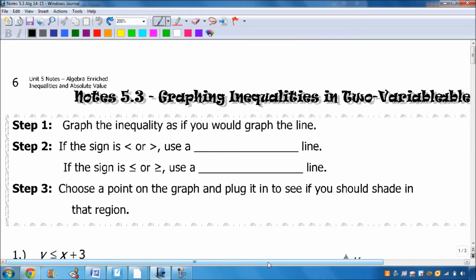All right, notes 5.3 are on graphing inequalities in two variables. So we've learned how to deal with inequalities that have one variable. Now we have to talk about two variables.